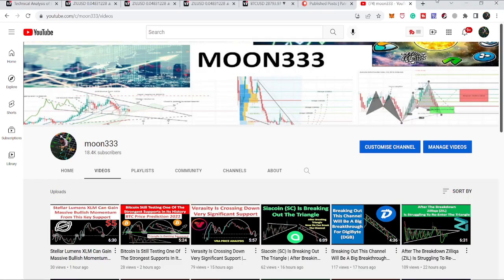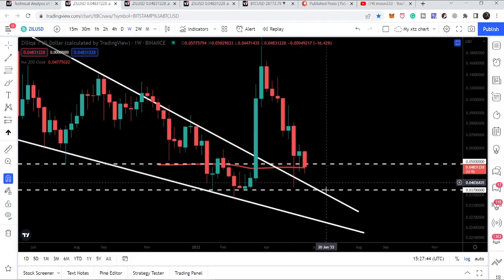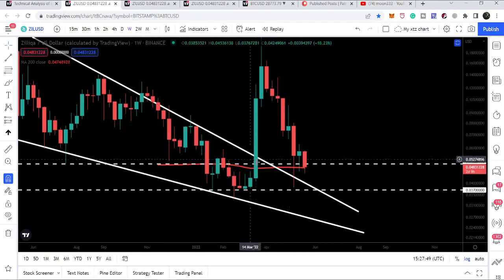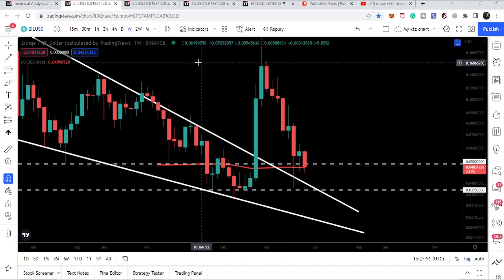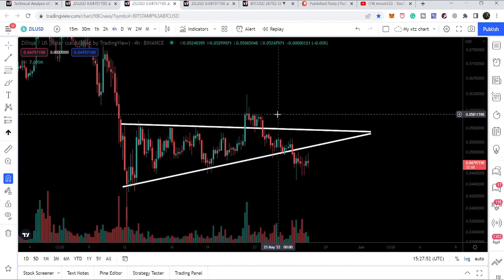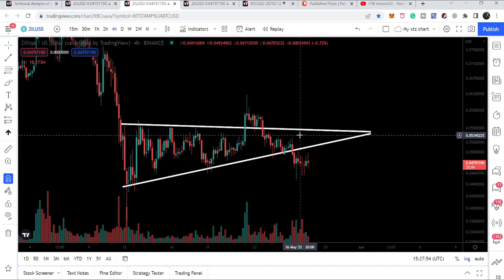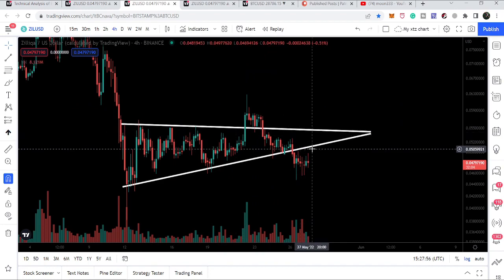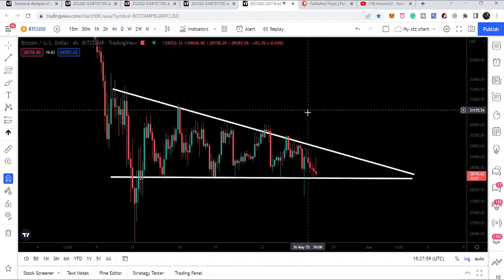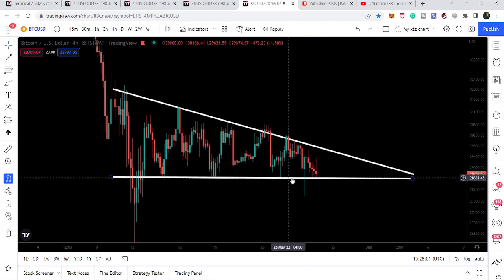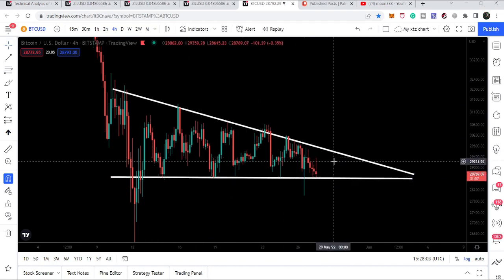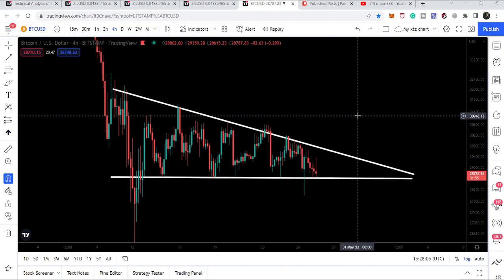Hope you're well and welcome to the new update on Zilliqa. It's a very critical time for Zilliqa right now, especially in the short term, because Zilliqa is still on the long term. It is still moving above the support of a very big falling wedge pattern after the breakout. But if we take a look at the short term, on the 4-hour time frame, Zilliqa has broken down the support of this triangle, and at the same time, Bitcoin is also testing a very critical support of a descending triangle. And in today's video, we will take a look at this move.